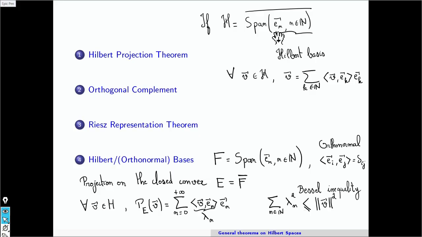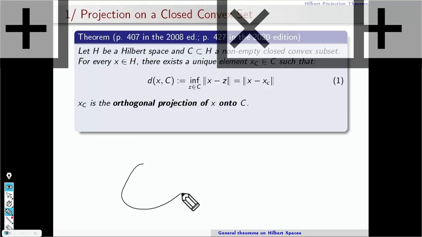So if an orthonormal family generates a Hilbert space in the sense that the closure of its span is equal to H, then it is called a Hilbert basis. And any vector decomposes as a possibly infinite linear combination.